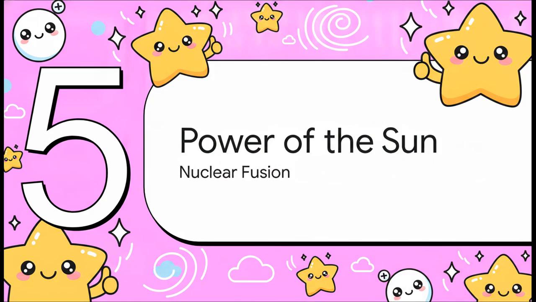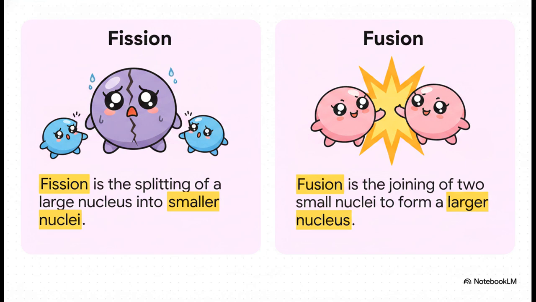Finally, Section 5, Fusion, the power of the sun. So, that's the story on the heavy side of the curve. But what about the light elements? To understand this properly, let's quickly contrast the two. Fission was all about breaking heavy things apart, right? Well, fusion is the exact opposite. Nuclear fusion is the fusing together of two small light nuclei to produce a much larger nucleus.